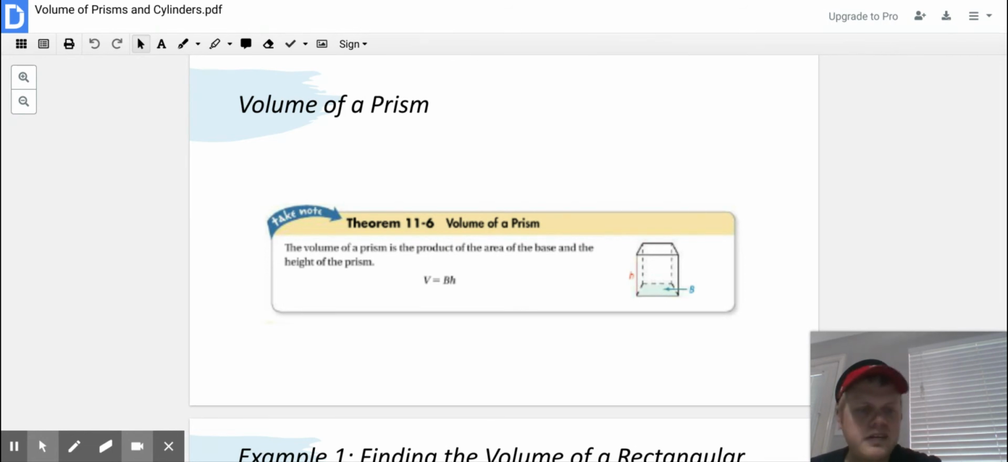Your basic formula is going to be V equals BH, where big B represents the area of the base. First find out what shape your base is, find the area of that shape, and then multiply whatever your area comes out to be times the height of your figure, and that's going to give you your volume. Area of the base times the height.